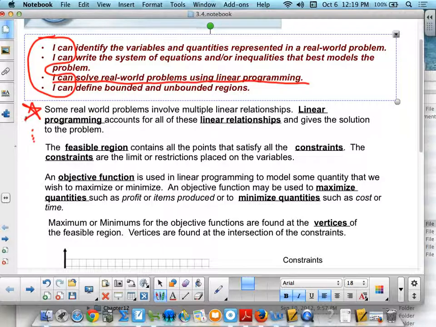Here's where I'm going to start, and the first page, guys, is a lot of reading to you, but it's laying the groundwork, so listen up. All right, it says, some real world problems involve multiple linear relationships. Okay, first of all, multiple linear relationships, that's a system. That just means a linear equation, another one, graph, and we're shading today. So it's inequalities is what it is. Linear programming accounts for all of these linear relationships and gives the solution to a problem.